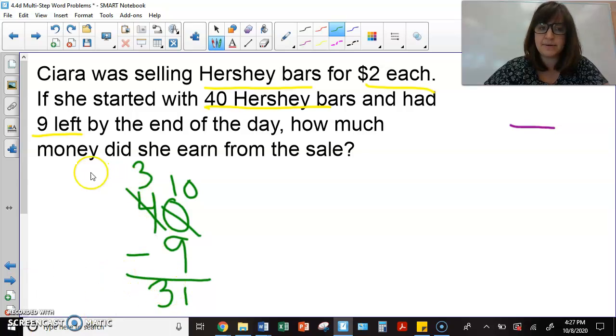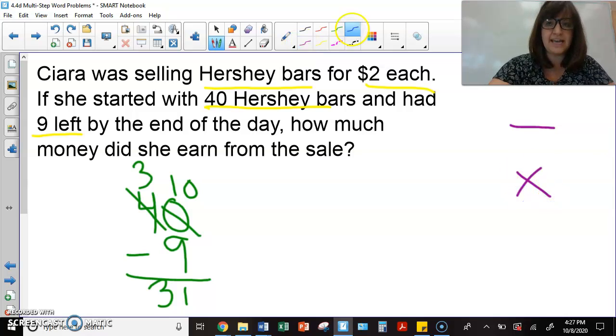That doesn't tell me how much money she earned though, because they each cost $2. So if she had 40 Hershey bars, she was left with 9. That means she sold 31 Hershey bars. Well, for each of those 31 Hershey bars, they cost $2. So that means this one's $2, this one's $2, this one's $2. Anytime you start repeating something like that, that's repeated addition, which is multiplication. So my next step is multiplication.